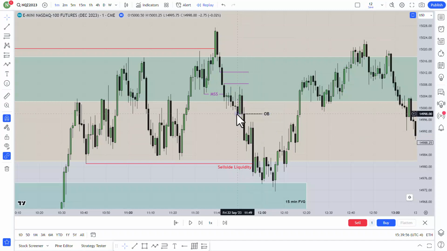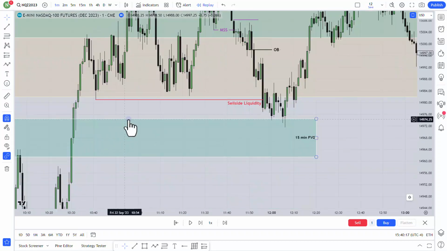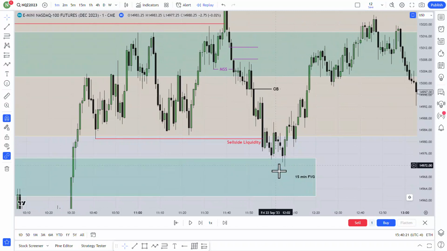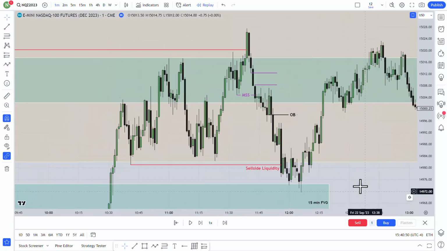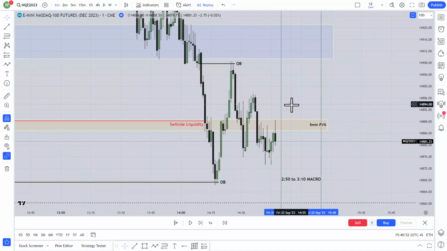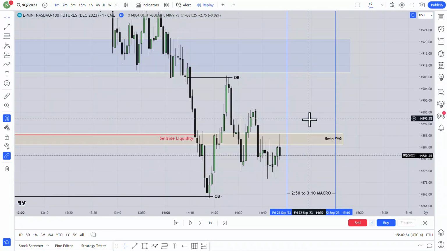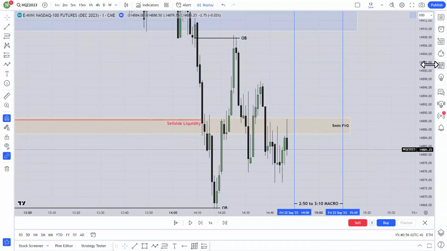Then I marked this order block as well, but you see it didn't go to the order block. And this was the relatively equal low. This high was my target for the morning session entry. So it came to that level and then went above again. Then this was the lunch hour, and I didn't get any setup over here. Okay, it's a very boring introduction. So let's go to the macro.